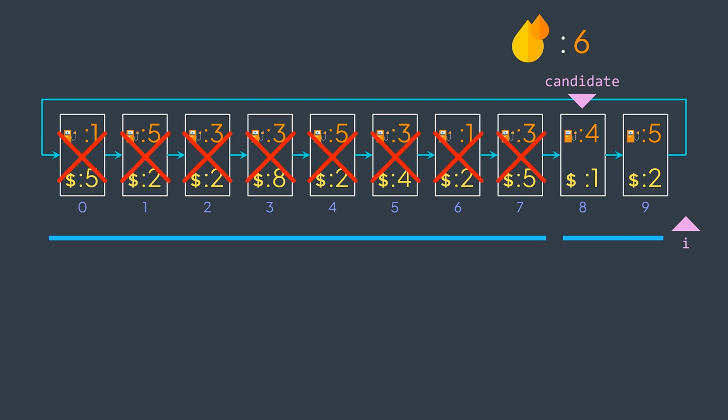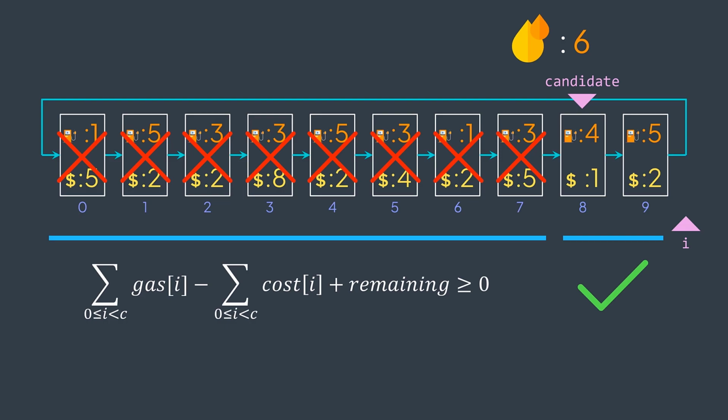The first part of the cycle is what we verified during the traversal, and for the second part of the cycle, we just calculate the sum of gas from 0 to candidate minus the sum of cost from 0 to candidate. The result represents the remaining gas after traversing that path. And if by adding it to remaining the result stays positive, then candidate is a valid station, else we have no valid station.